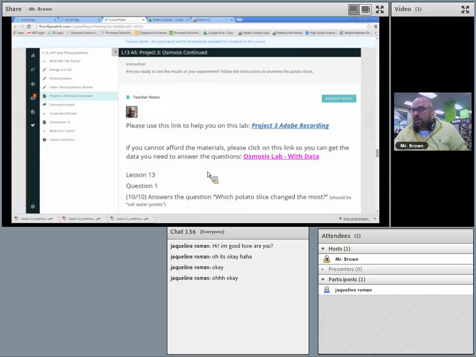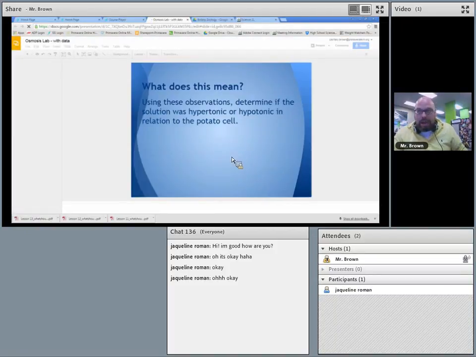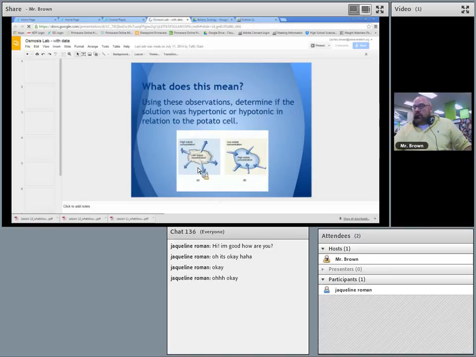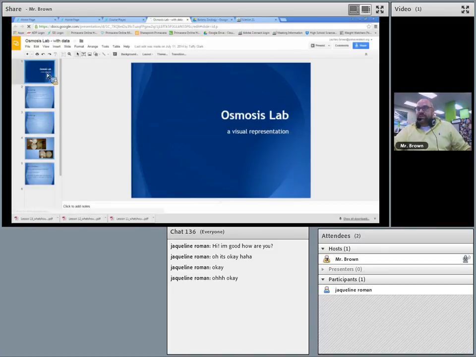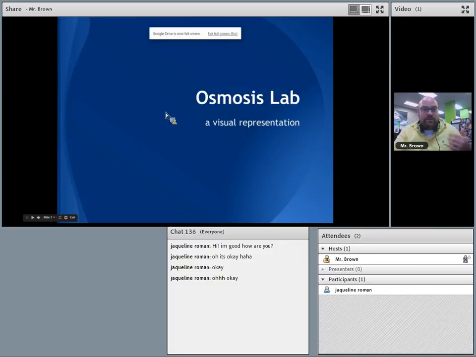Okay, so click on the hot pink tab. If you don't have the materials, if you can't find the potato, or can't get to the store, you don't have a ride. Okie dokie. Osmosis. Let's go to View, Present. Okay, so osmosis.